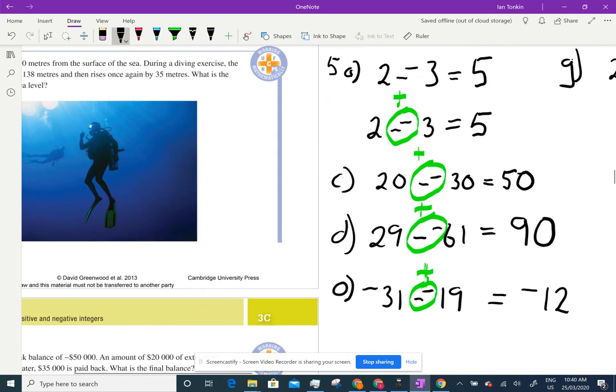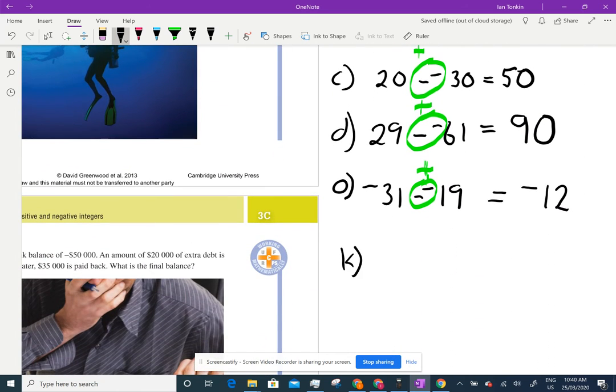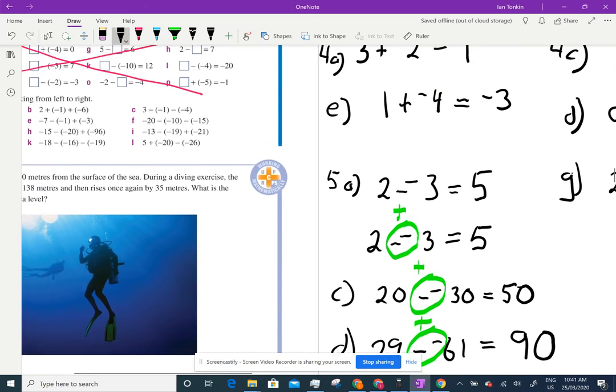Let's do K. I will do K because it's a nice easy one. Negative 20 minus negative 20. Well, that means this negative and a minus sign changes to a plus. Negative 20 plus 20. I'm at negative 20 and I go 20 spaces to the right. And that'll bring me right back to the center. 0. And if you think about it, it's minus 20 degrees. It goes up 20 degrees. It's now 0 degrees.